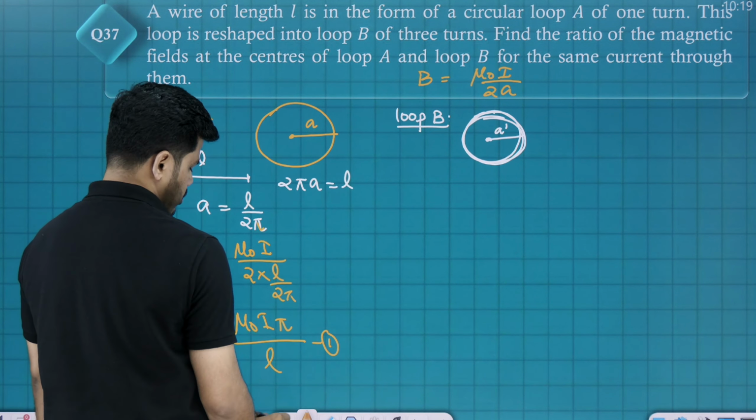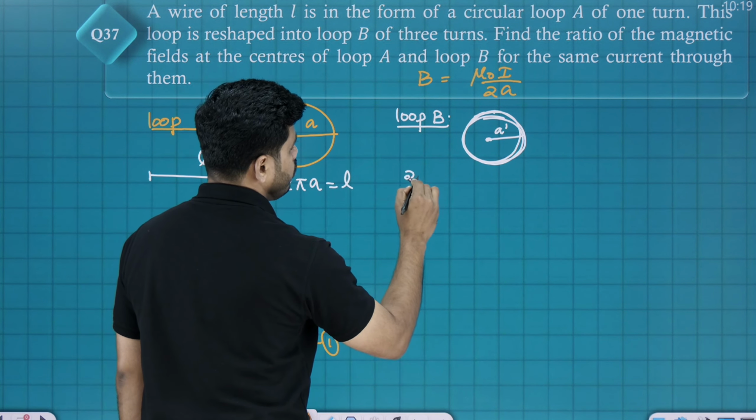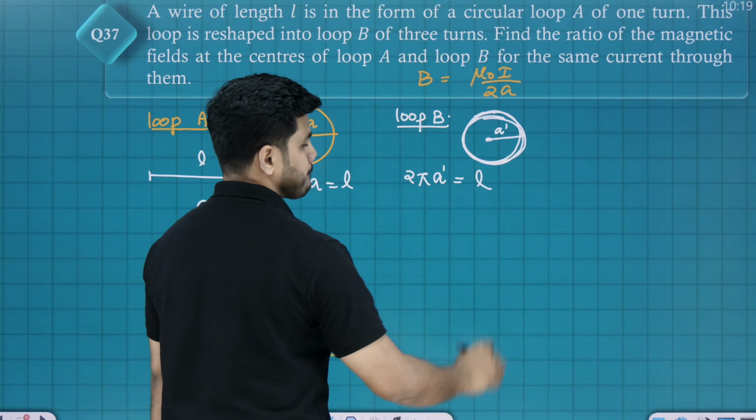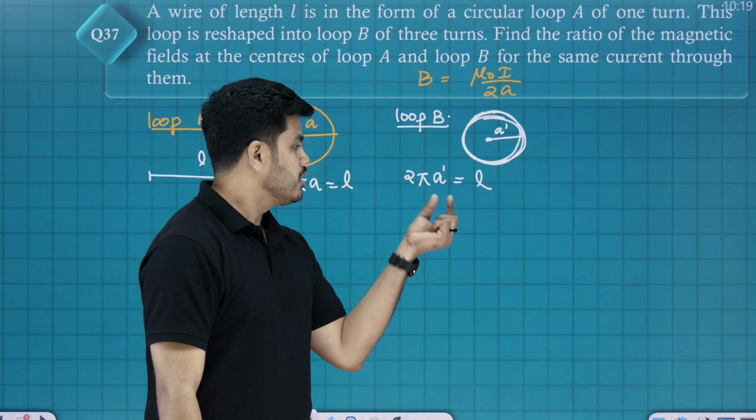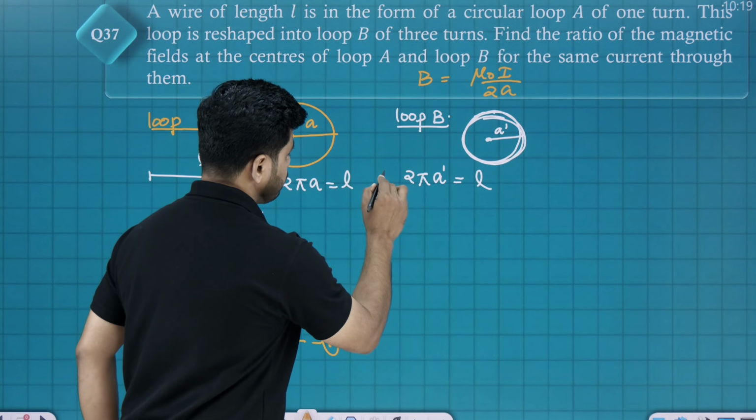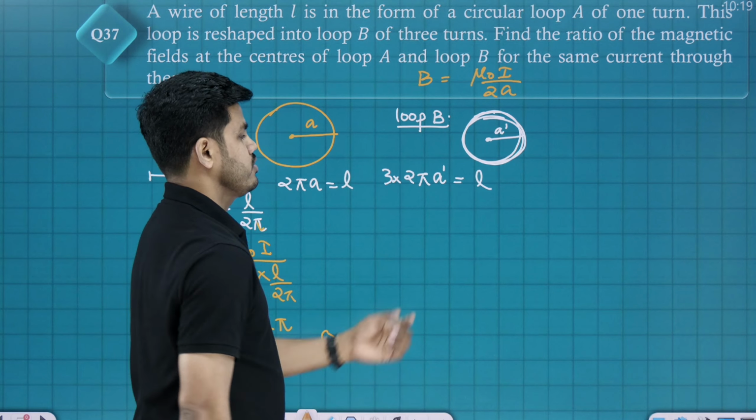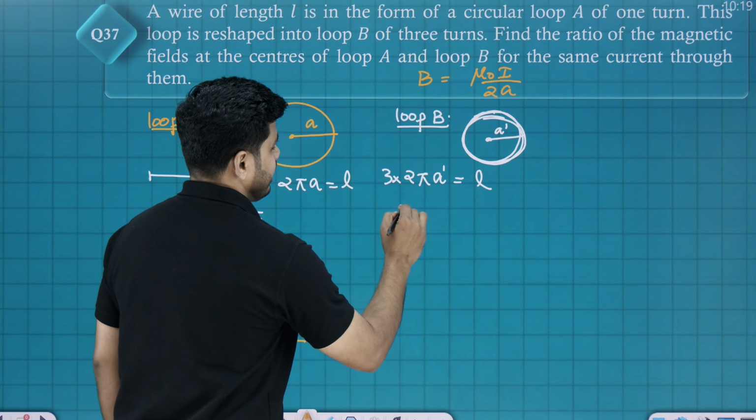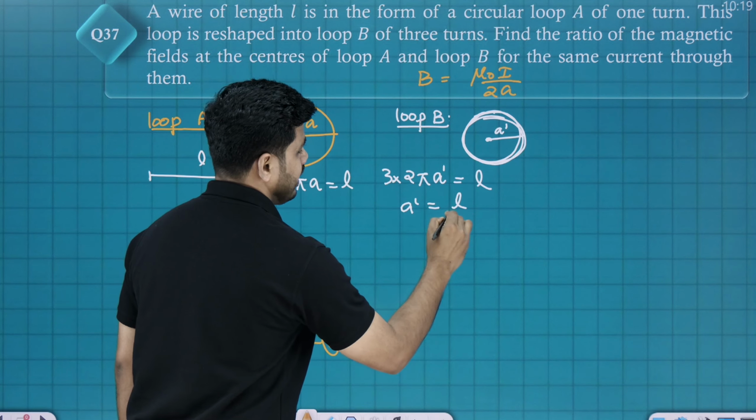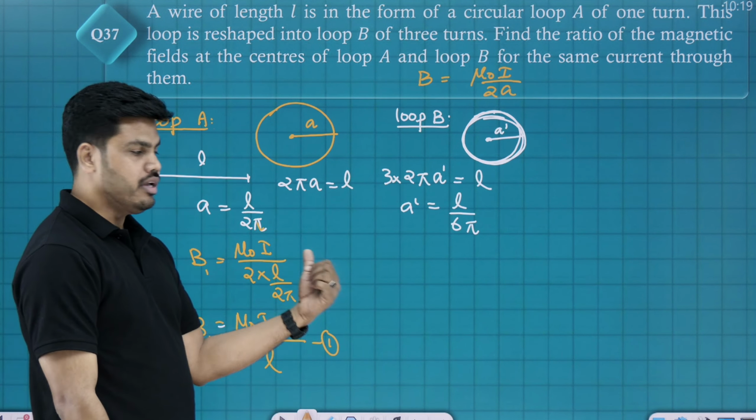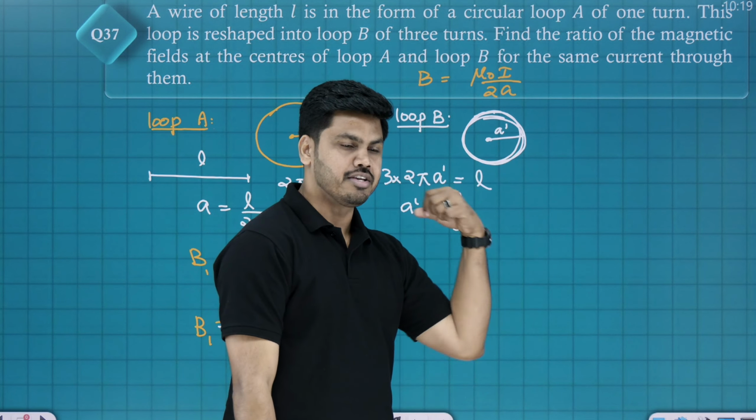See, using the same concept, we can say 2 pi A dash is going to be L. Correct? But wait, it is not just 2 pi A dash. We have 3 such loops. So 3 into 2 pi A dash is going to be L. Correct? Yes. So we can say A dash is equal to L by 6 pi. See, A was L by 2 pi. Now here it is L by 6 pi in the second case.